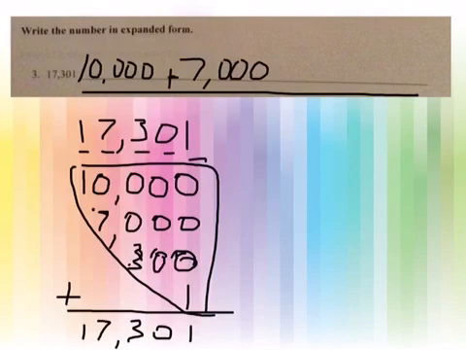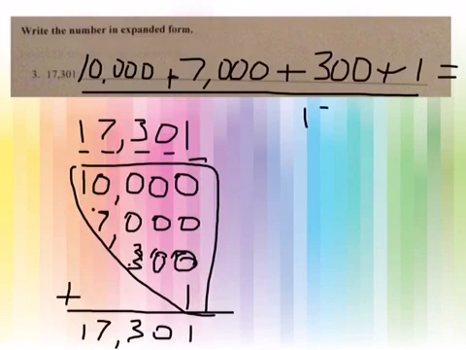10,000 plus 7,000 plus 300 plus 1, and all of those together equal 17,301.